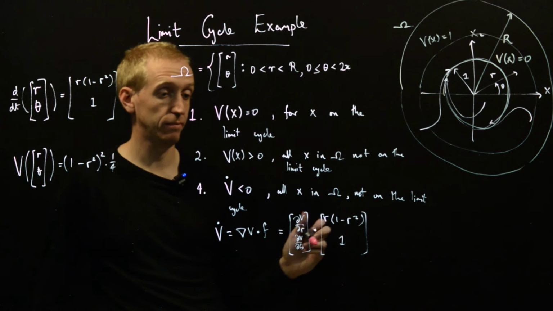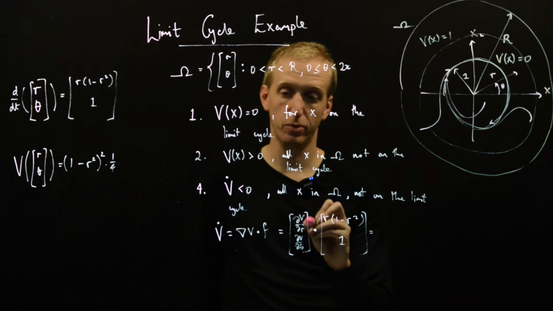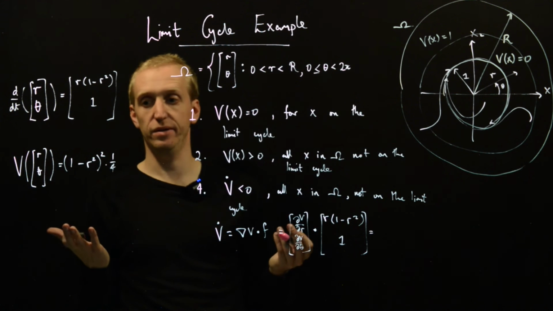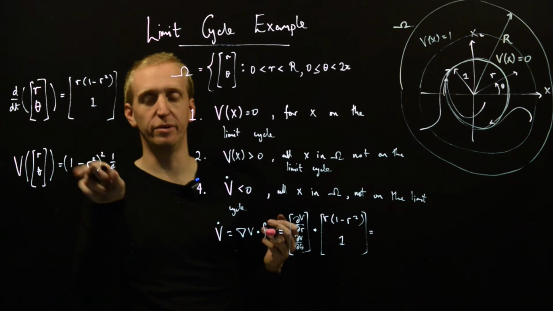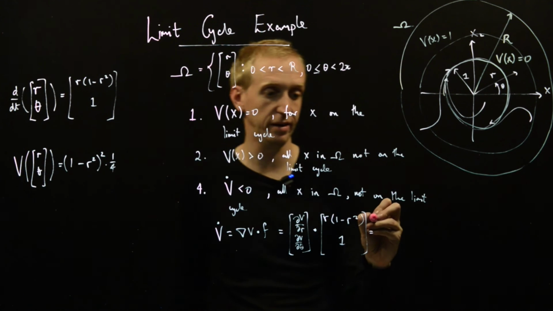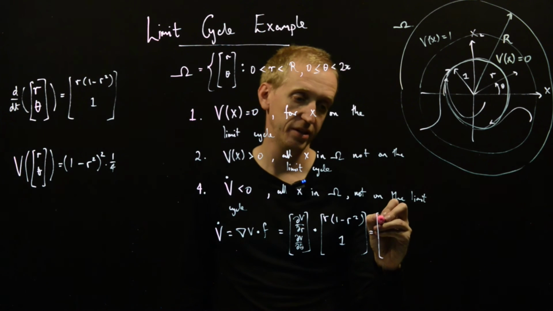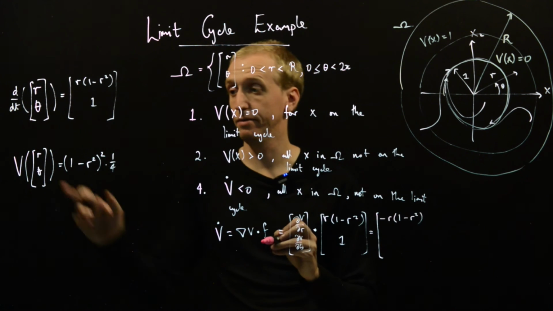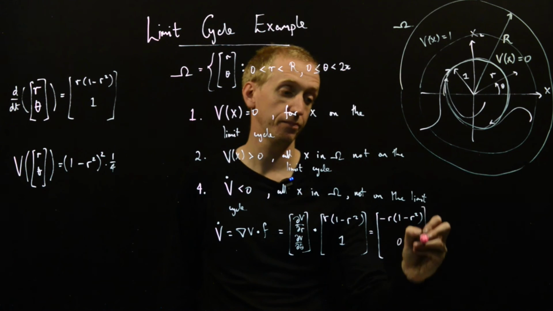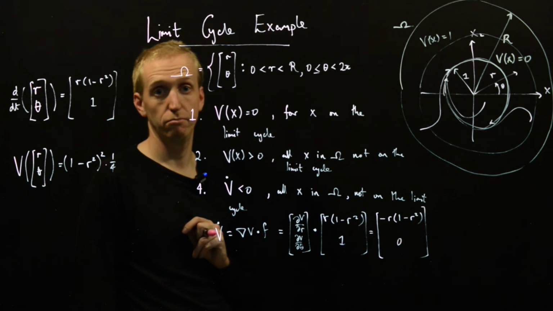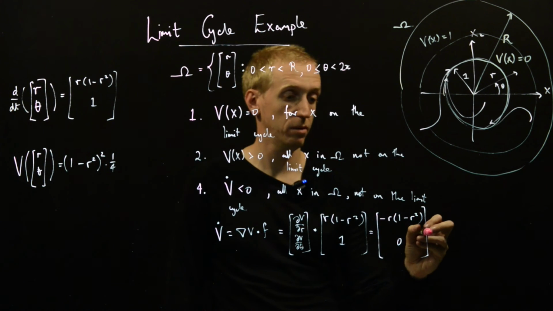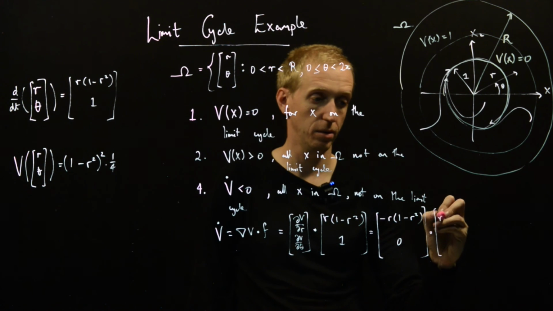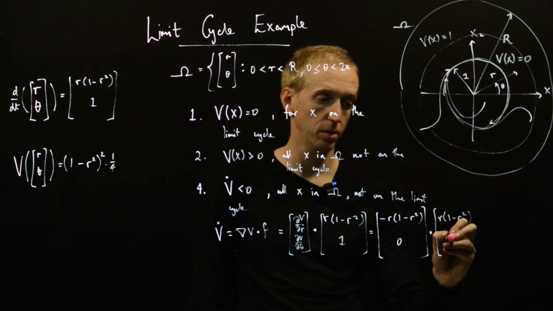So what do we get? Well, dV by dr, so we need to differentiate this with respect to r, and now you start to see a little bit of the reason why we chose this particular V. Well, this is equal to minus r(1 minus r squared). And nothing here depends on theta, so this is 0. Okay, fine. And so we then dot product that with our dynamics, which is r(1 minus r squared), 1.